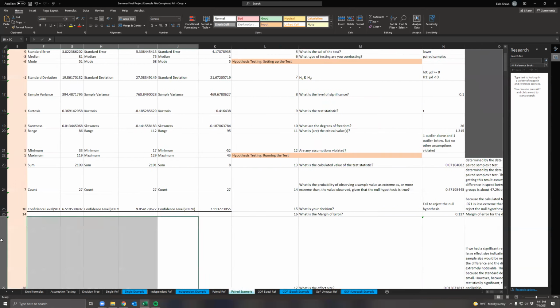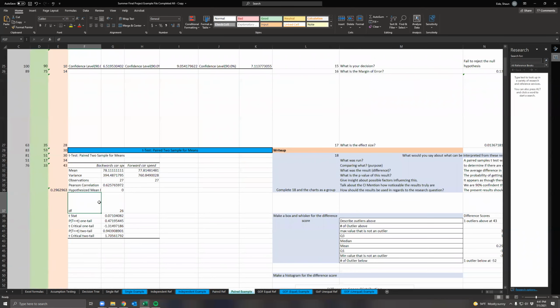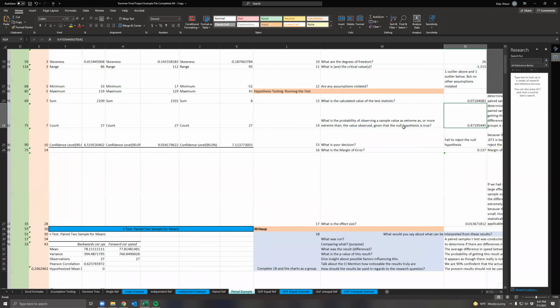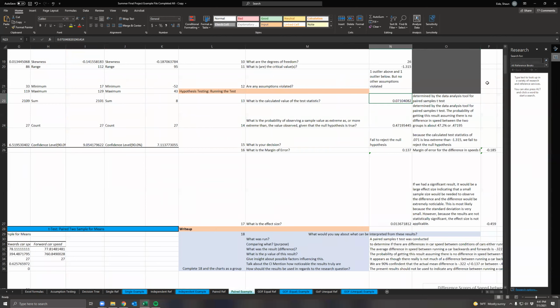Okay, so what is the calculated value of the test statistic? Coming right over here, let's take a look at this test statistic. You just look at the t-test paired sample, and you'll see the t-stat is right here, 0.07104. So we take that and put it right over here, 0.07104, determined by the data analysis tool for the paired samples t-test. In other words, it is 0.07 standard deviations above the mean.